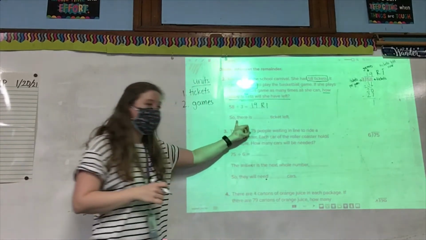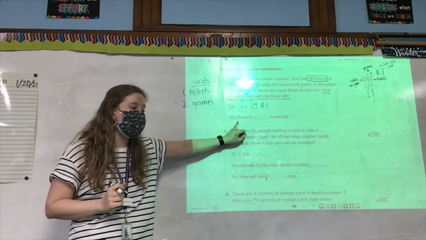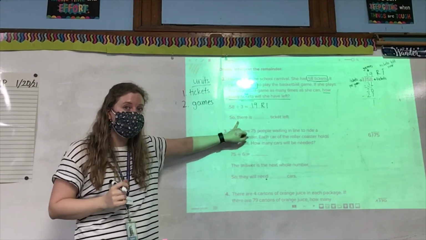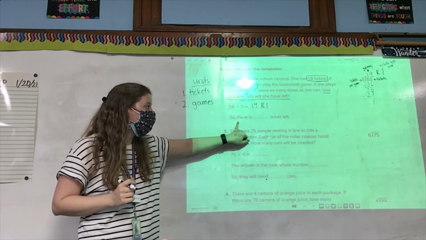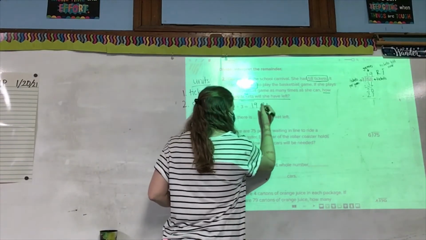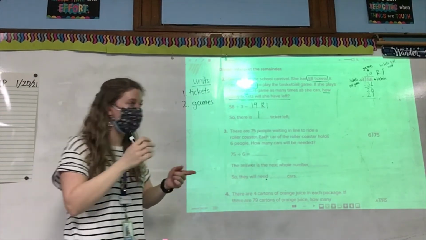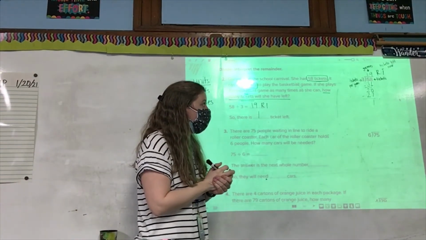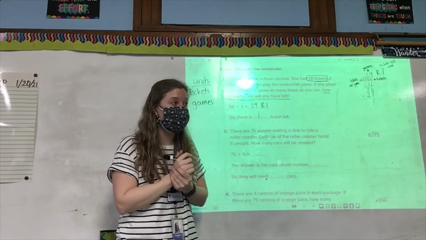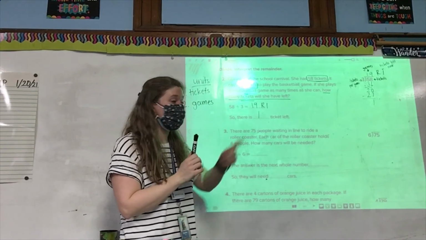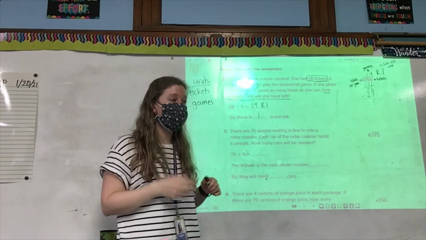So, please read this last sentence and fill in the blank loudly so we can all hear. So there is 1 ticket left, because we know she started with 58 tickets. Each game cost 3 tickets. She played the game 19 times. There was 1 ticket left over.